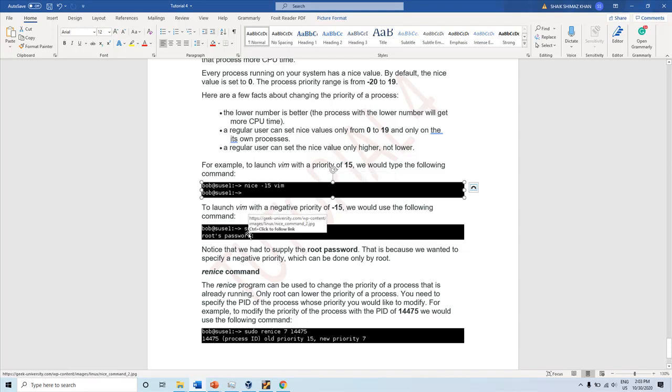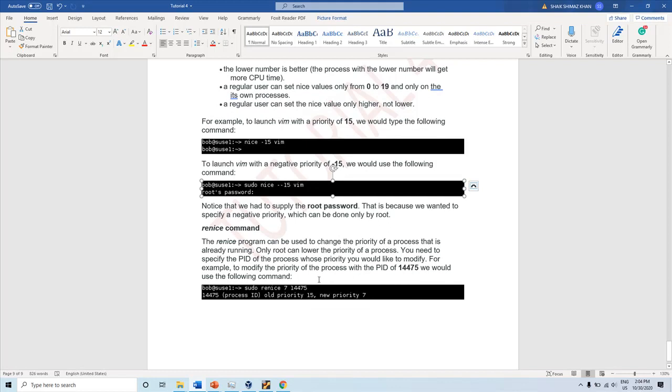Similarly, if you want to assign a very high priority, that means giving a negative value like -15. If the value is less, it represents higher priority. So sudo nice. Why? Because if the value is negative, only root has the privilege to do that. So you attach the sudo command: sudo nice --15 Vim, with two dashes. So it would be assigned a negative value.